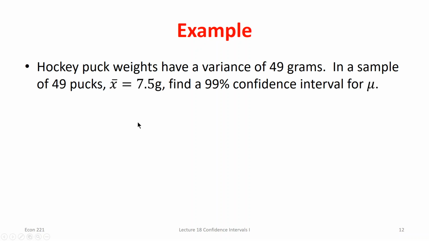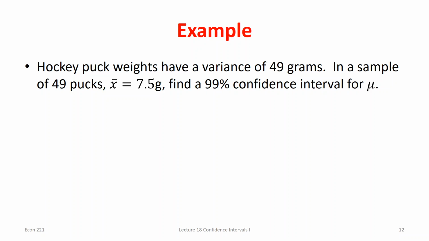So what does this look like with actual numbers here? I'll walk you through how we plug these in, calculate our lower and upper bound. So let's assume a hockey puck has a variance of 49 grams. Let's assume that the variance on hockey puck weights is 49, right? So the production process doesn't pour the moldings perfect every time, so there's some variation when we're weighing these things.